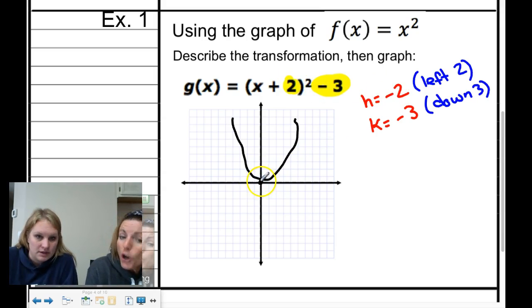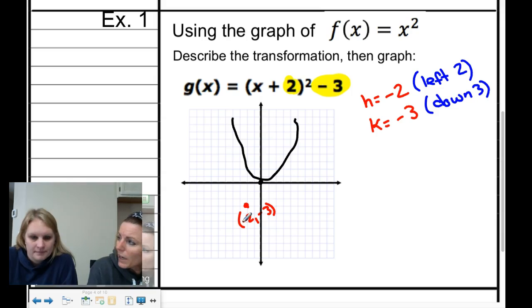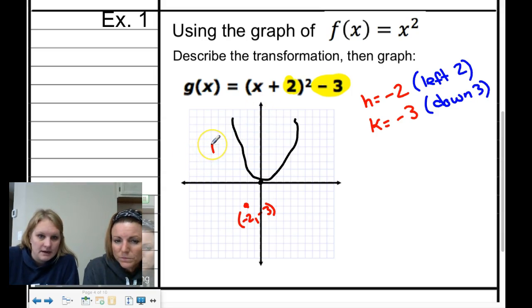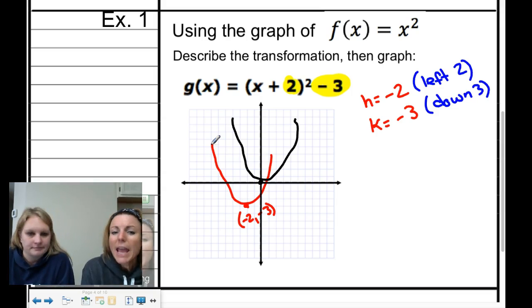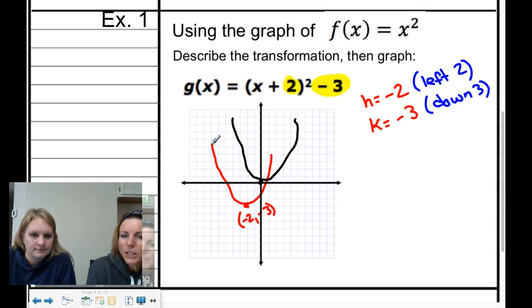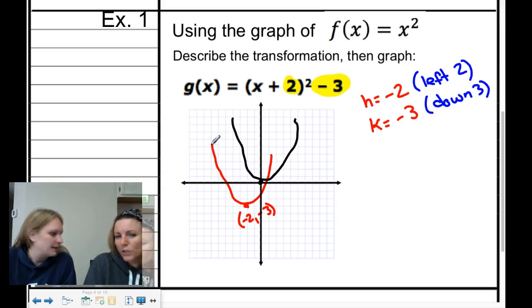Now the new function means we're gonna go to the left 2. So you're gonna start at 0, 0, move over to the left 2 and then down 3. There's our new vertex. Let's label that underneath, and the vertex is going to be -2, -3, and again you're going to create a U. It doesn't matter how it looks, as long as it looks like a U, we're good. That's all you need, and it's going to be an upward facing U, and I'll show you in a minute when it's going to be upside down.